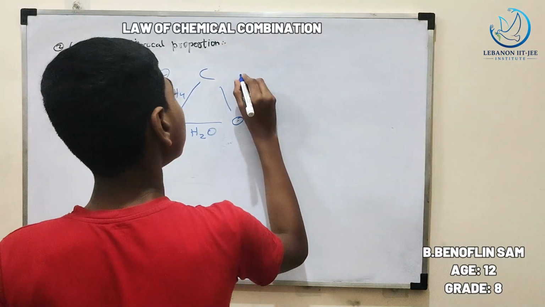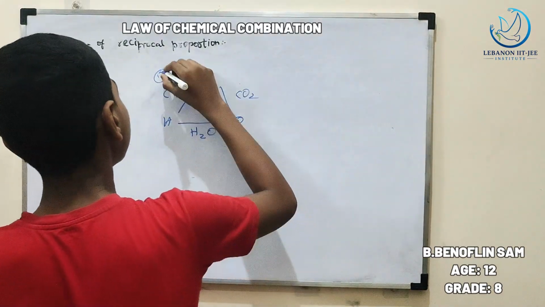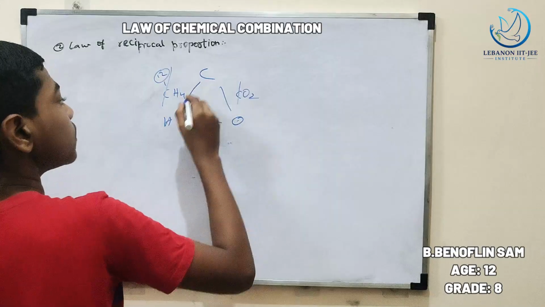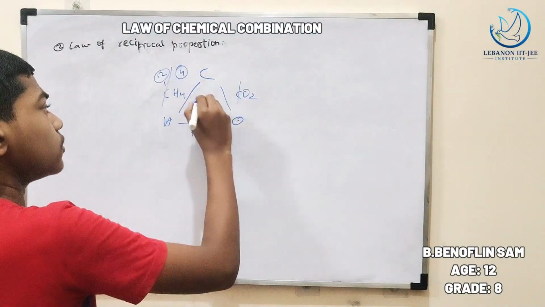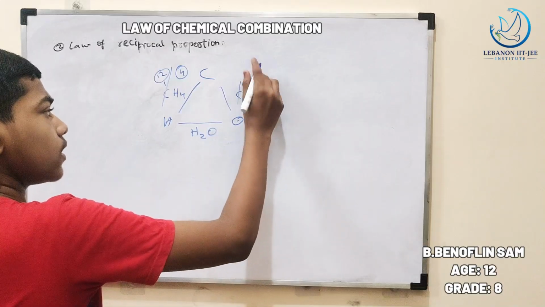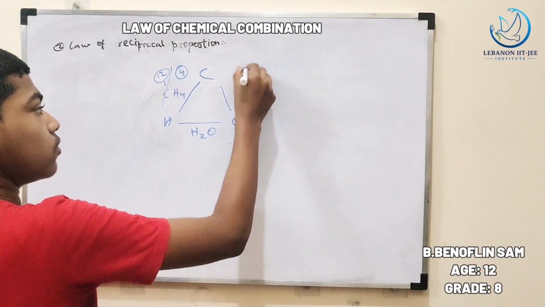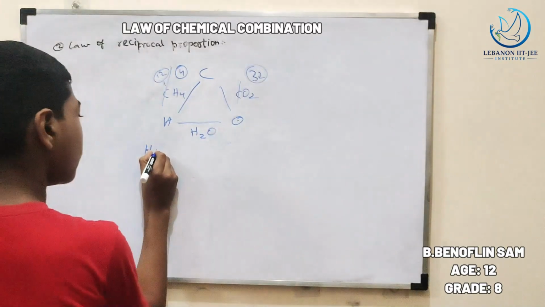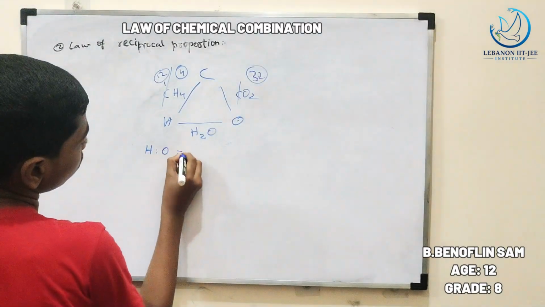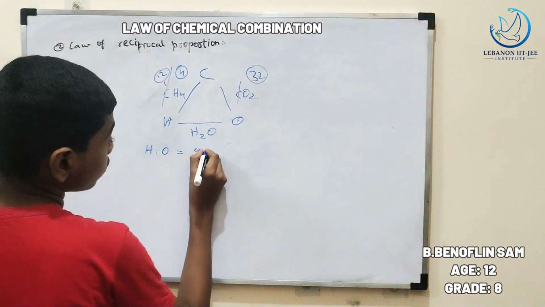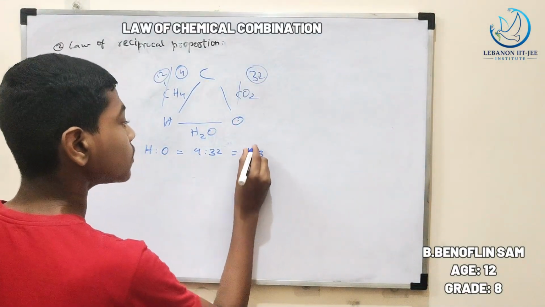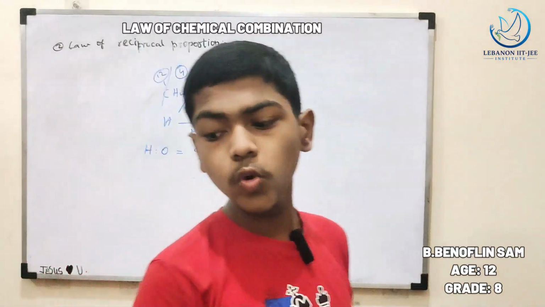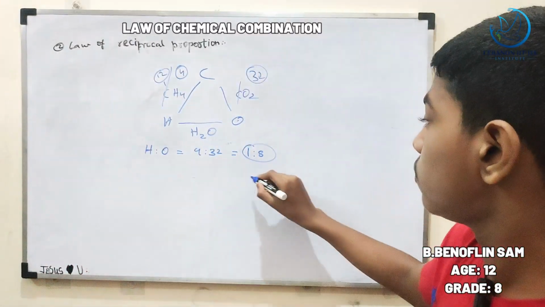So 12 and 12 cancel, and we get H4, which we take as 4. This will be 32. So hydrogen is to O, 4 is to 32, which is equal to 1 is to 8. This is how to calculate this.